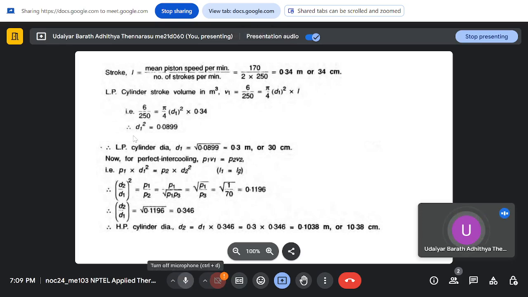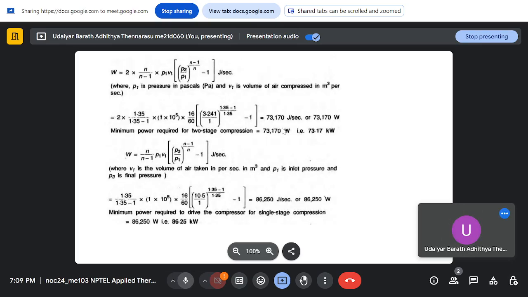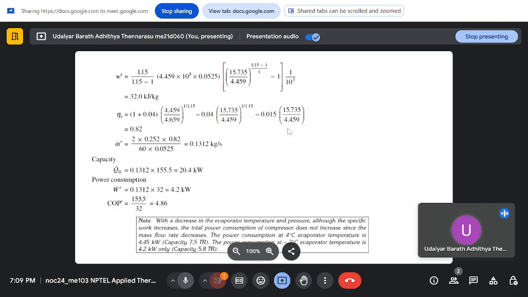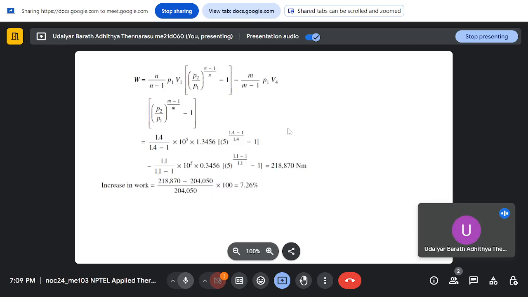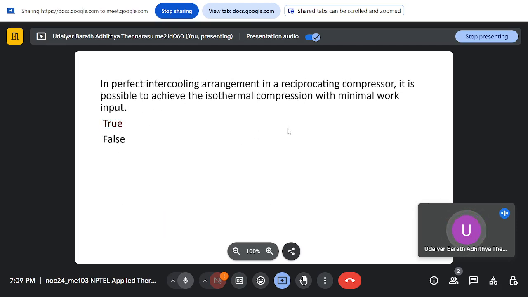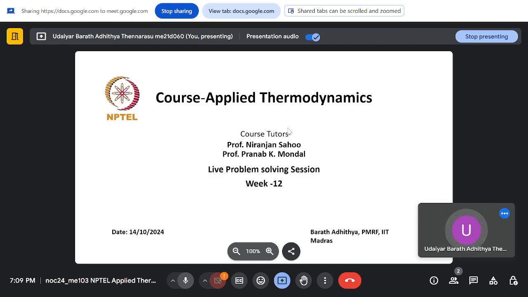So with this I have finished the reciprocating compressor part. This ends the applied thermodynamics course. We'll have a review session tomorrow at 5. I'll brief you on what we have covered in this course and go through each of the topics at a glance, as a refresher. So we'll have a session tomorrow at 5.